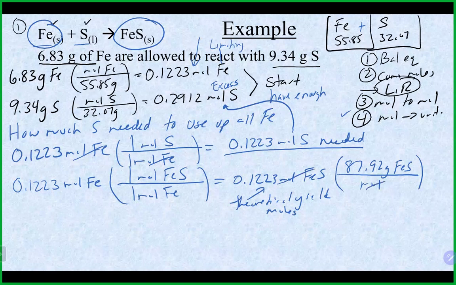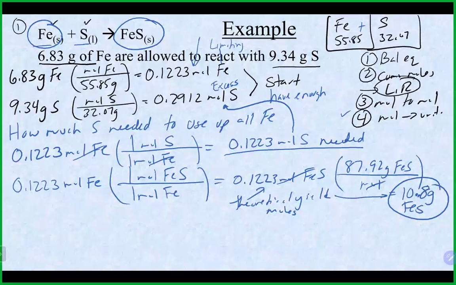The moles will cancel. And that would get me about 10.8 grams of iron 2 sulfide. That would be my theoretical yield in grams.